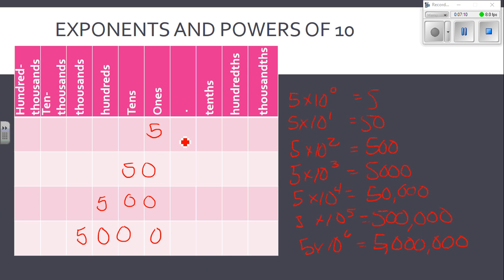And I can think about it going the same way here. If I did 0.5, 0.05, and 0.005. This first one would be 5 times 10 to the negative 1, which gives me 0.5. 5 times 10 to the negative 2, which gives me 0.05. And 5 times 10 to the negative 3, which gives me 0.005. Okay?